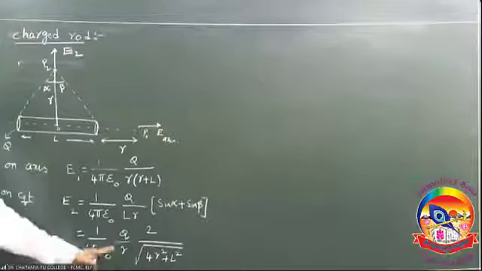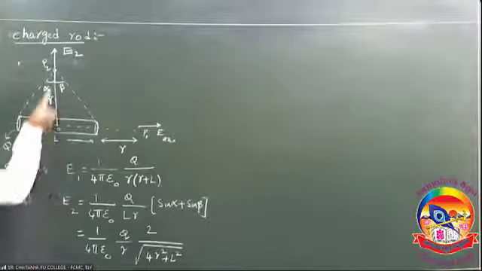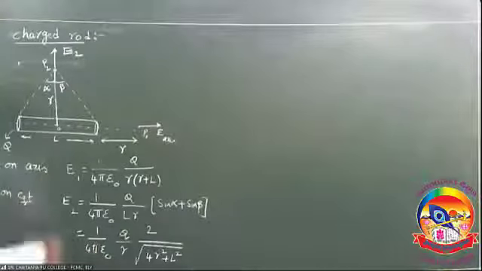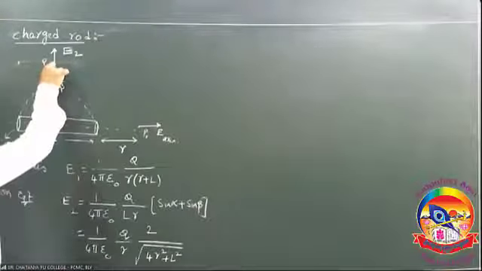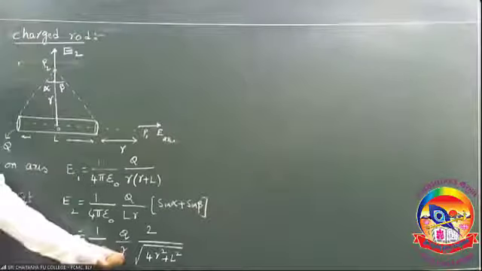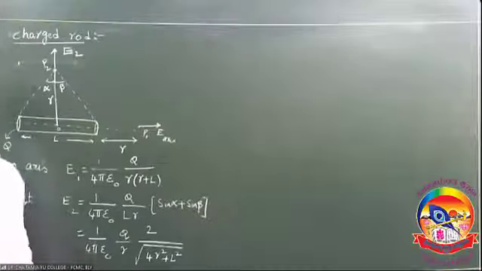If in the problem, they give R, L, the distance and length of the rod, and the charge is given to you, and you are asked to find the intensity at a point along the equatorial line, we use this formula, right? These two we discussed in yesterday's class.